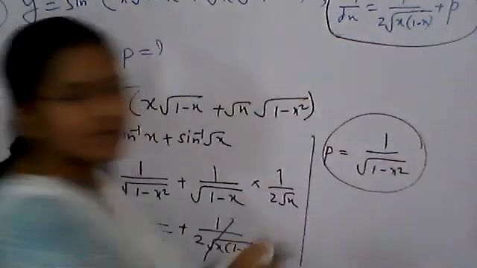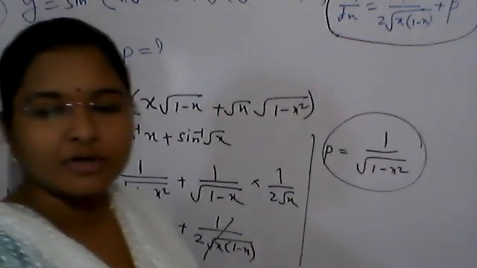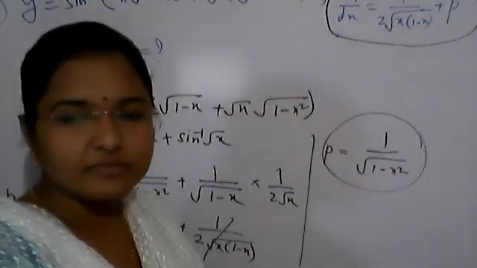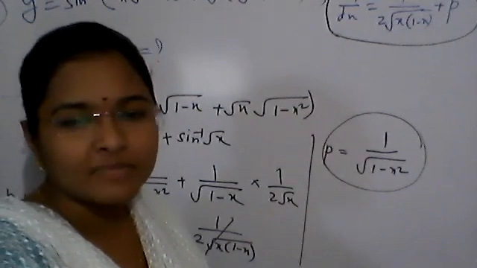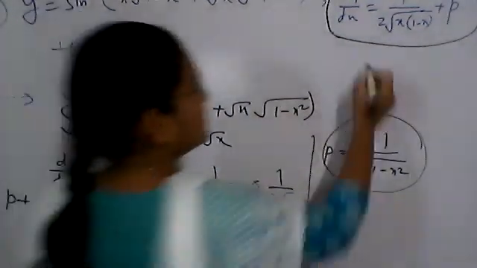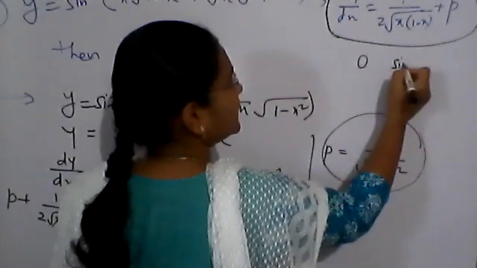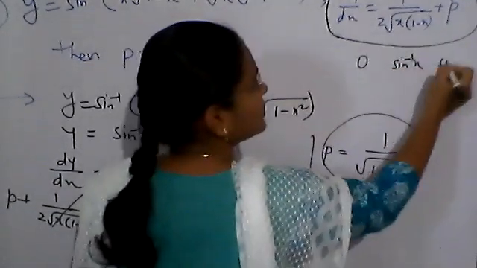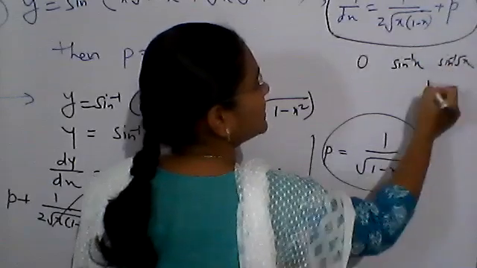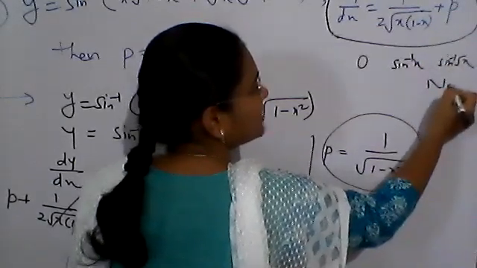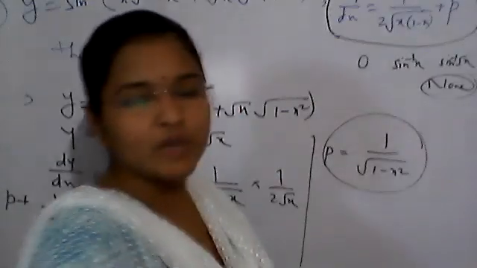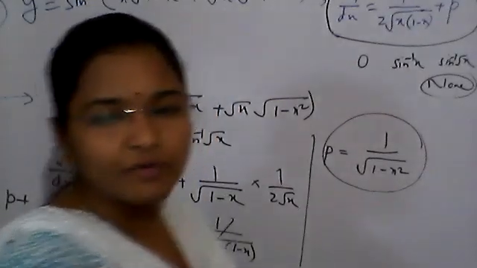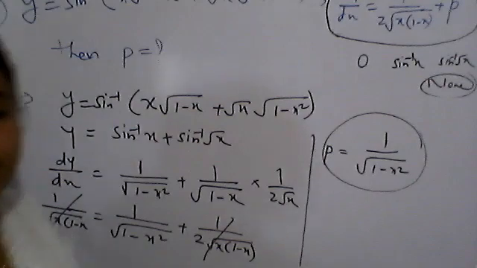And what was the option number for this p? Do you have the questions? What was the option number? First option was 0. Second was sine inverse of x. Third was sine inverse of root x. And fourth was none of these. So what is the option for this? It is the fourth option. Are you getting this? Yes or no?